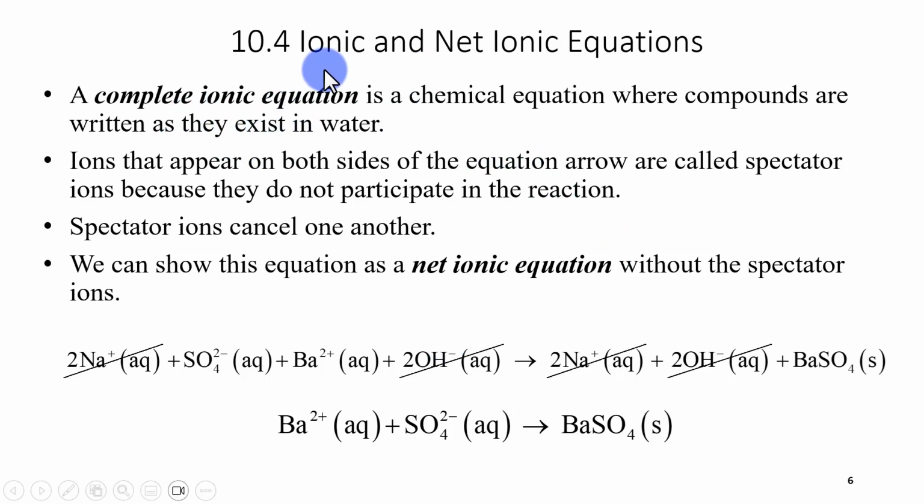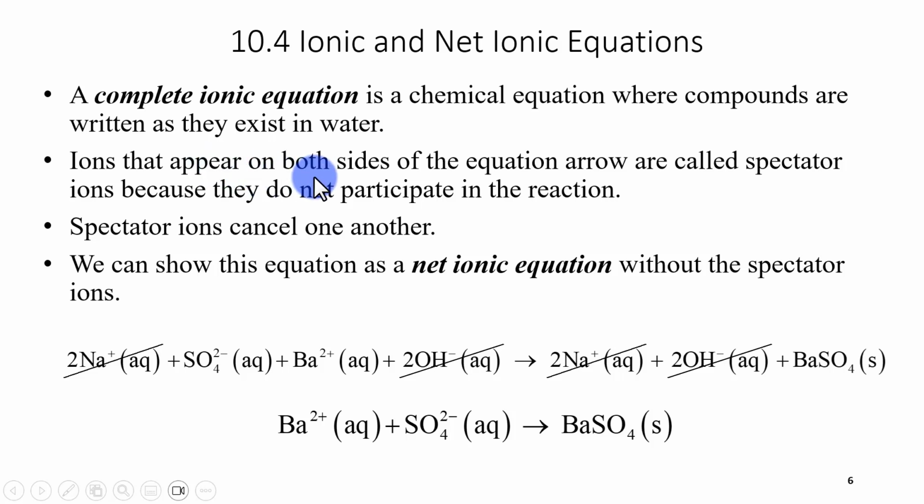When we talk about ionic equations, whether it's precipitation reactions or double displacement reactions, we also talk in terms of complete ionic equation or net ionic equation. A complete ionic equation is that equation where the compounds are written as they will exist in water.